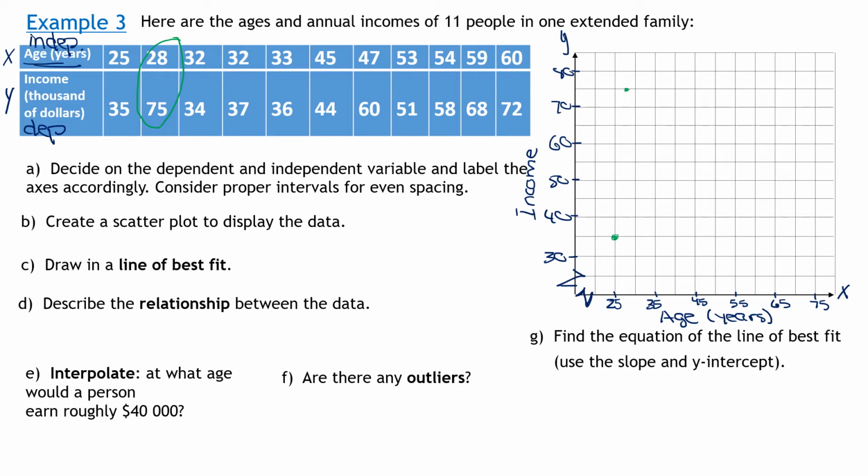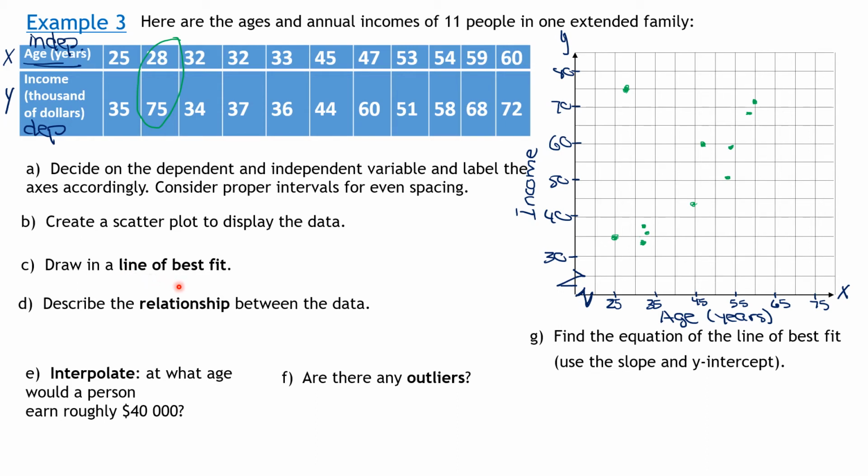So I'm going to keep putting my points on, and you do the same and press pause and then come back. So there's our points. Create a scatter plot to display the data. We have done that. Draw in a line of best fit. So let's think about that line, it says, and not a curve. So we're going to have to do a line.